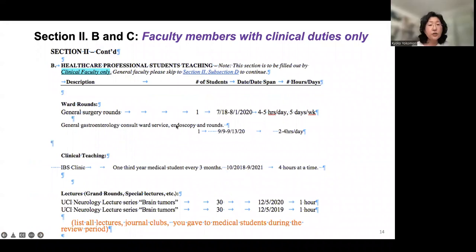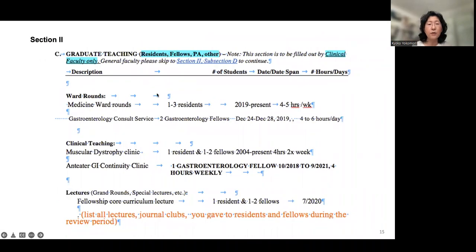Okay, and then sections 2B and C, this is for clinical teaching. Even though this says clinical faculty only, anyone who participates in clinical teaching should put the information in here. B is for medical students, and C is for residents and fellows. Basically, the way you fill it out is the same. You put in grand rounds and clinical and surgery clinical teaching. You're going to put the number of students or mentees, and then the dates, and then hours per day.